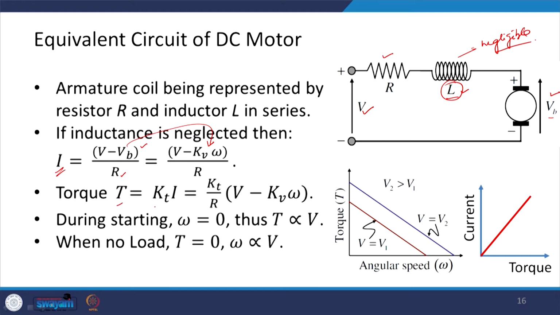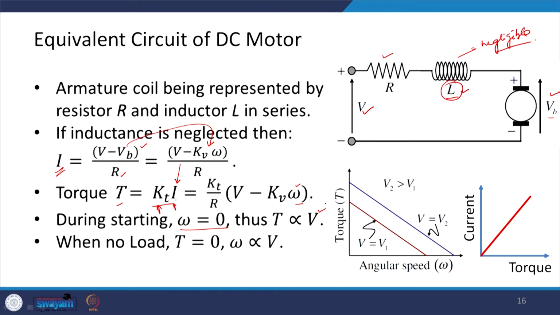So, the torque I can write as the torque constant of the motor kT times the current I. Now I substitute for this I over here. So, I have kT by R times (V minus kV omega). Now, you see what happens during starting, when the motor starts. Initially omega is 0. So, if I keep omega 0 in this equation, my torque is proportional to V.